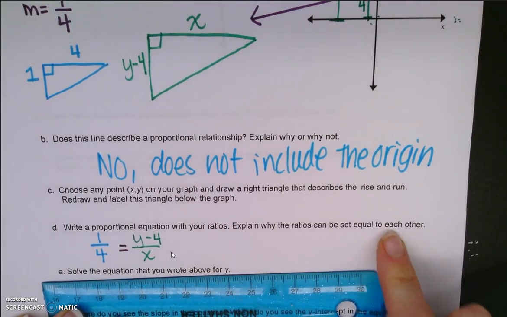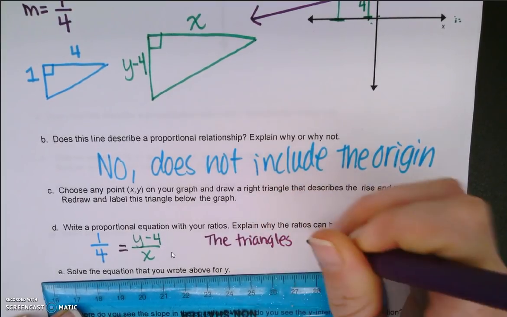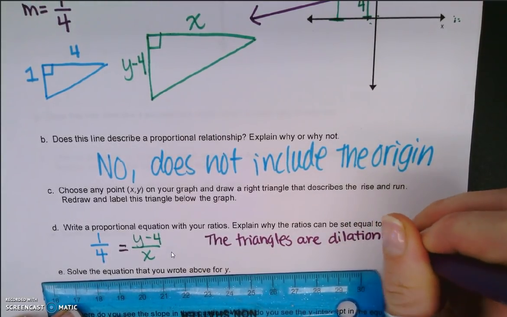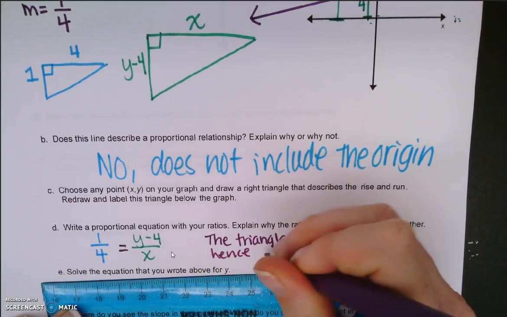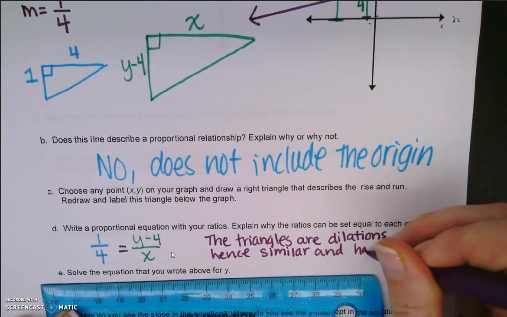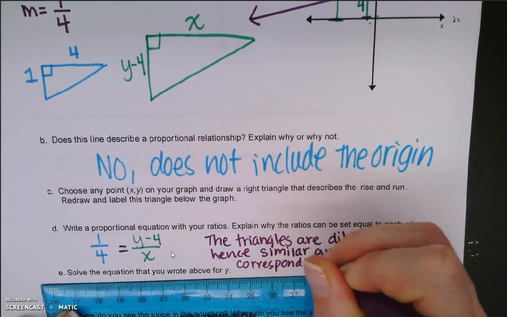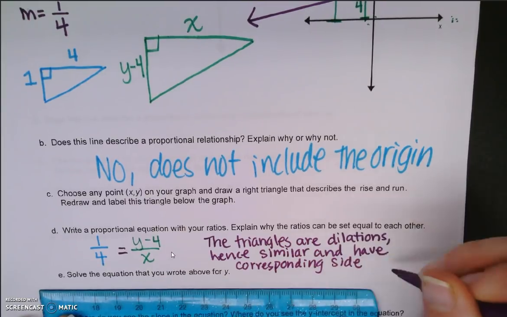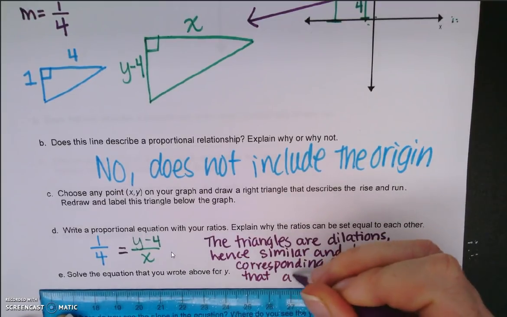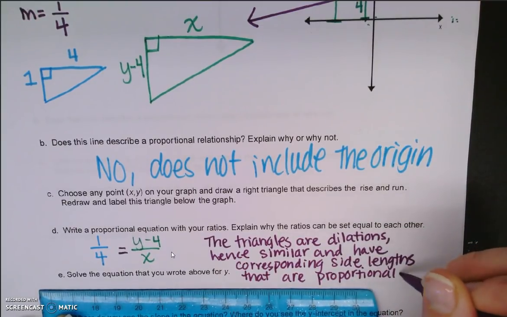Why can these ratios be set equal to each other? The triangles are dilations, hence similar, and have corresponding side lengths that are proportional. And all proportional means is that the ratios are equal.